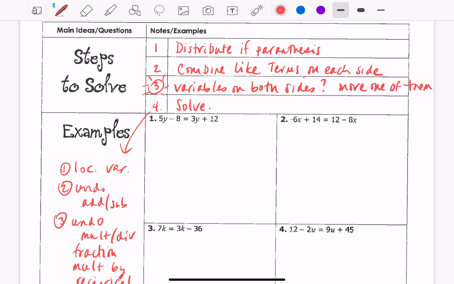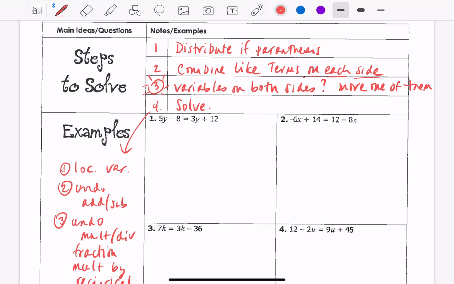So let's look at our first example. 5y minus 8 equals 3y plus 12. We don't have any parentheses. We don't need to distribute. Like terms. We do actually have some like terms, but remember how I mentioned on each side? We don't actually have any like terms on each side. 5y and 8 aren't like terms, and 3y and 12 are not like terms. Number 3, variables on both sides. Yes, that's the new thing we have going on today.